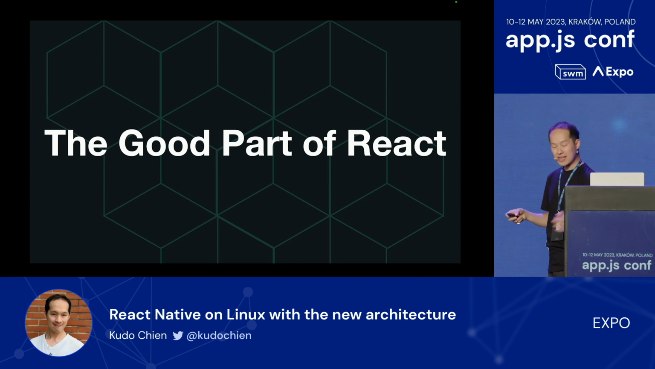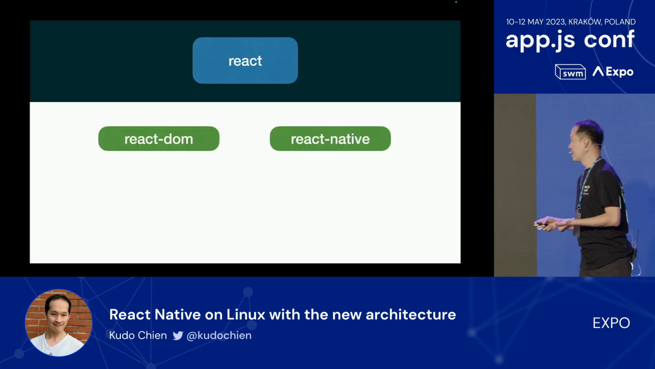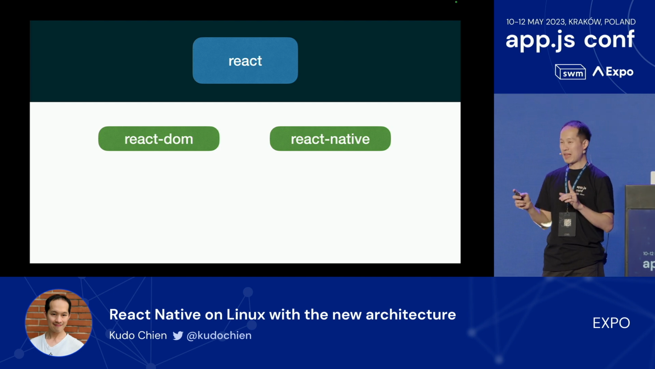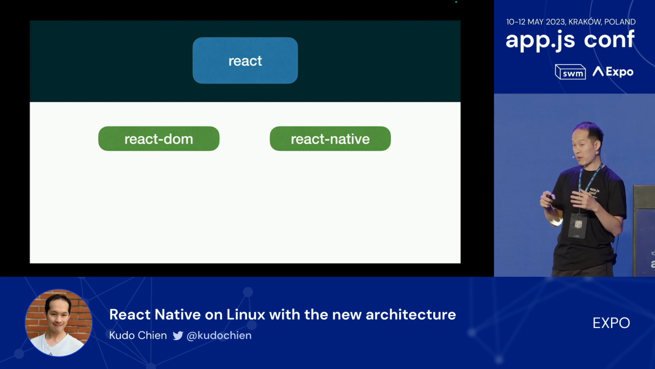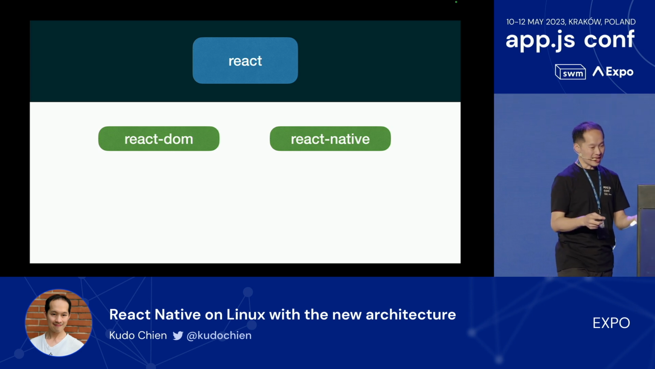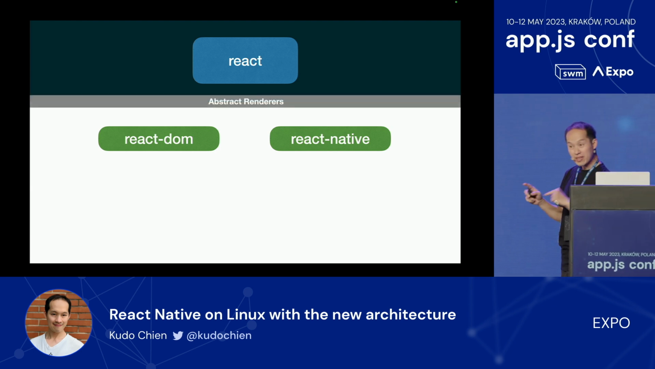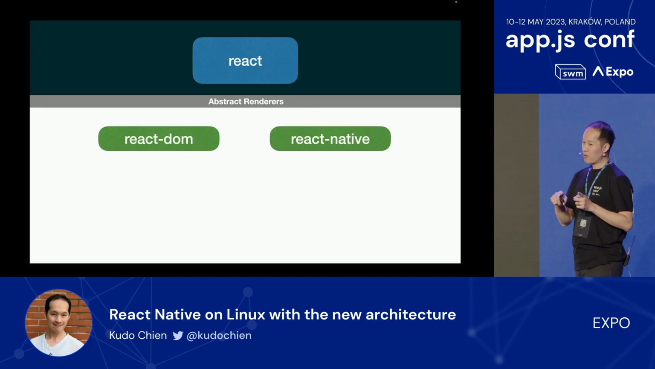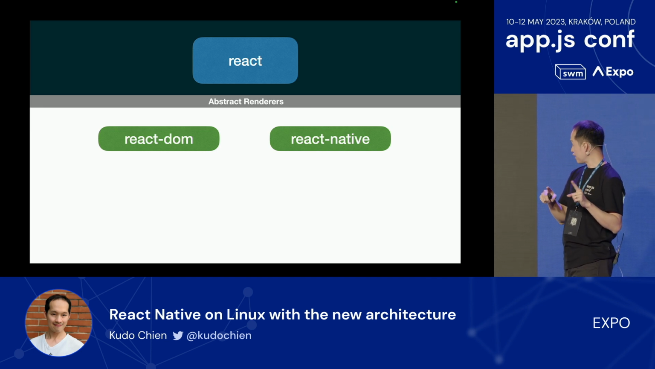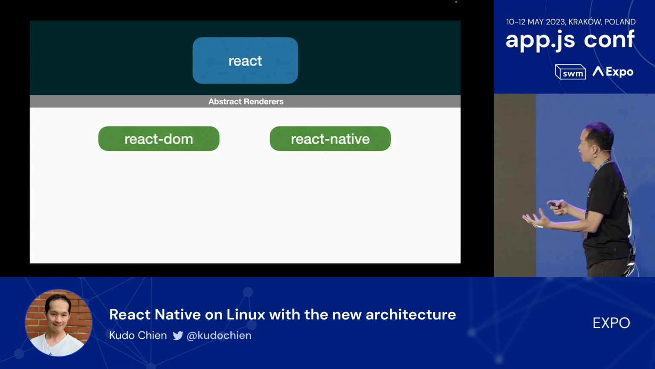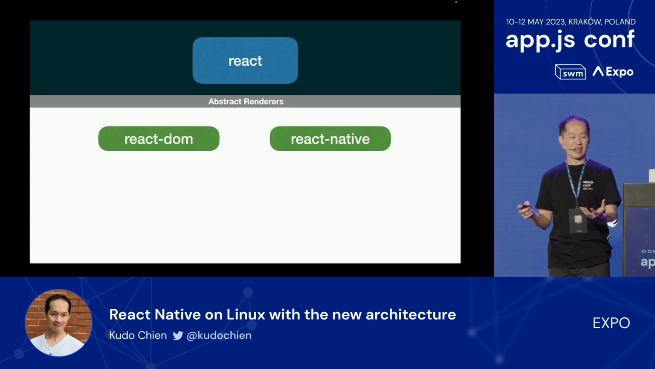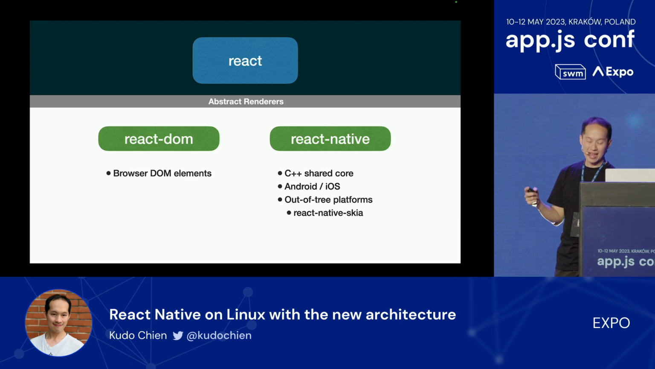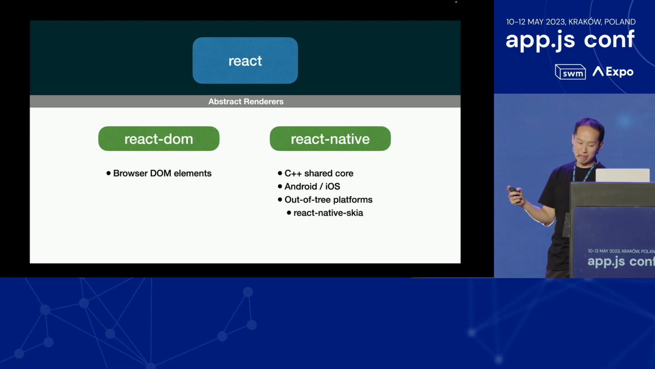And also I see another good part of React. People tend to say the good part of React is the declarative style to write your UI. But I also see another good part: the renderer is abstracted. So you have React code. If you're running on web, you use React DOM. Running on React Native, you have React Native code. And the code is shared on top of C++, so we can support different platforms.